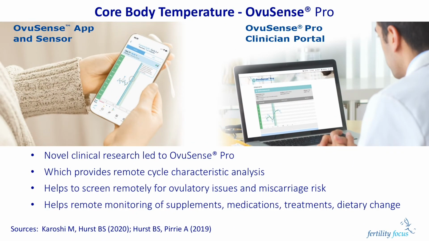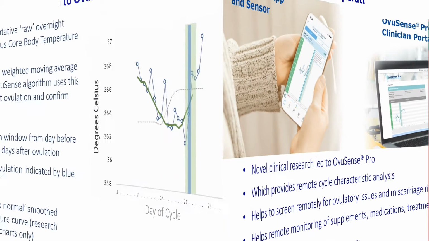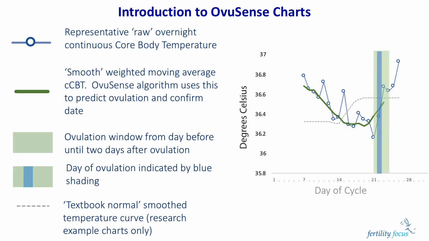Novel clinical research has now led to a clinician version of the OvuSense product called OvuSense Pro. This provides remote cycle pattern analysis in a dedicated clinician portal. It's useful to introduce the OvuSense charts.